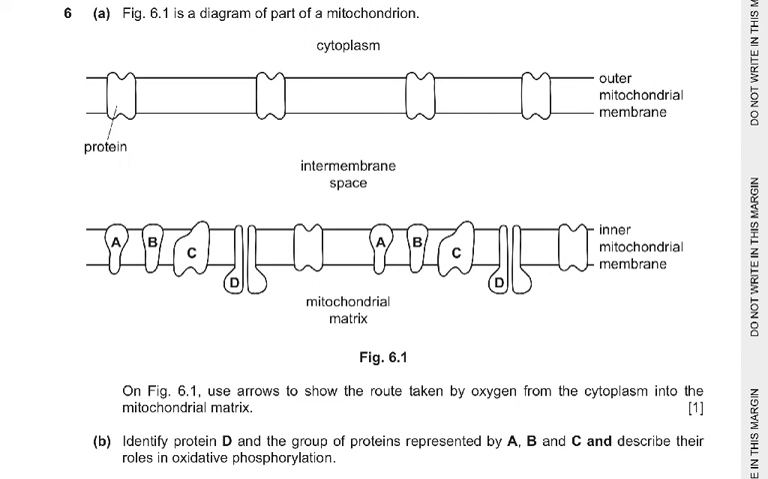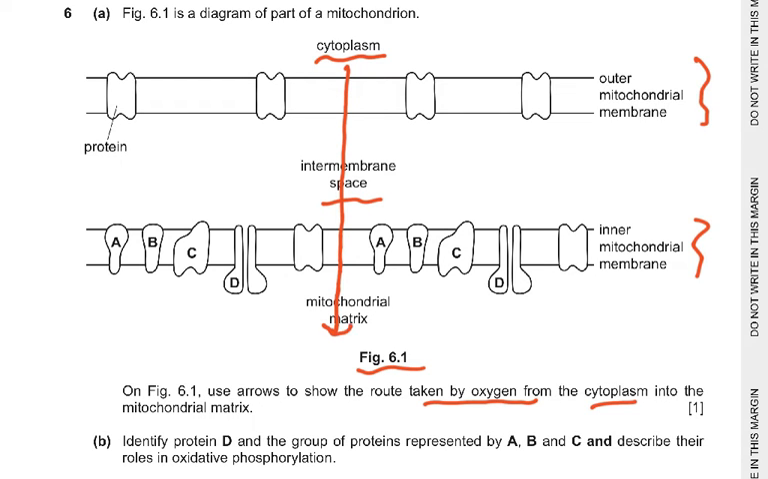Now coming to question number 6, figure 6.1 is a diagram of part of a mitochondrion. This is the cytoplasm, this is the intermembrane space, this is the outer membrane, and then this is the inner membrane. Now it says on figure 6.1, use arrows to show the route taken by oxygen from the cytoplasm into the mitochondrial matrix. Well, very simply, it's going to move from the cytoplasm through the phospholipid bilayer. It's a small uncharged molecule, so it can pass through the phospholipid bilayer. But if you show it through any of the channel proteins, that is a reject. You won't get this 1 mark.